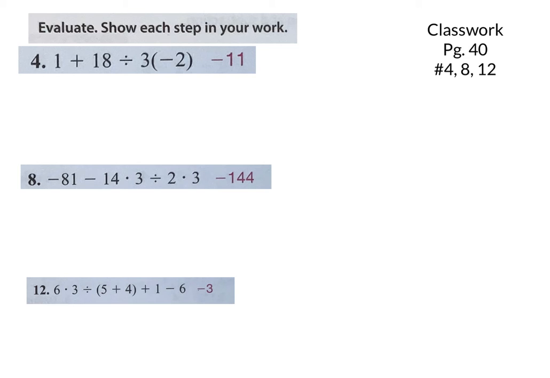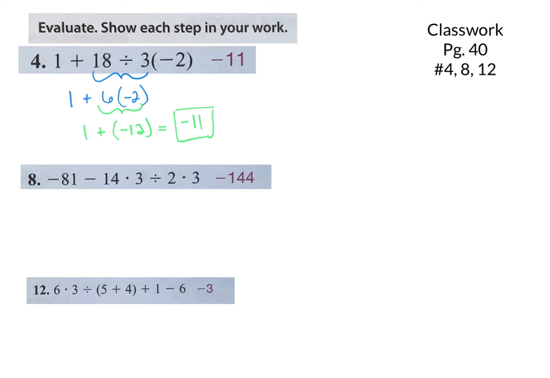All right, so the first one, I don't have any grouping. That parentheses is just how they're writing multiplication. So I am actually going to do my multiplication division from left to right, which means I'm going to do the 18 divided by 3 first. So I have 1 plus, what is 18 divided by 3? 6 times negative 2. Then I am going to do the 6 times negative 2. What is 6 times negative 2? Negative 12. 1 plus negative 12 equals negative 11.